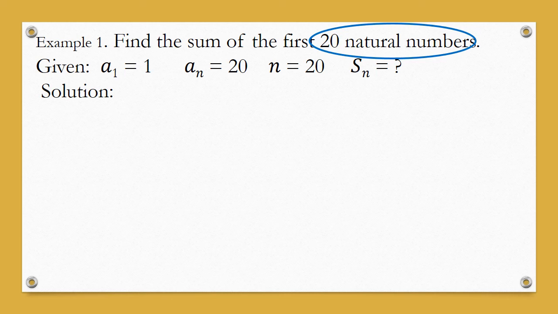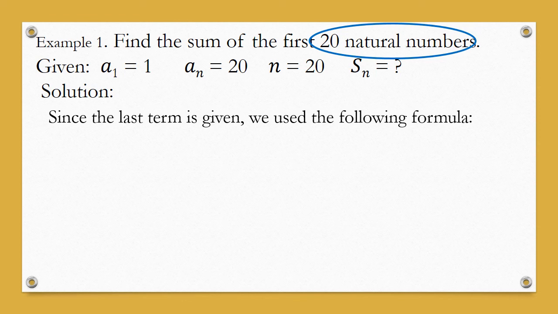So, kaya gagamit tayo ng formula such that alamin natin ang mga given. Let's say a sub 1 or the first term, kanina sabi natin 1 ang pinakauna. So, therefore, a sub 1 or the first term is 1. A sub n is the last term. So, our last term is 20. And n is the number of terms. So, from 1 to 20, there are 20 numbers. And now, ang isosolve natin ay sum of all the terms from 1 to 20, which is S sub n.